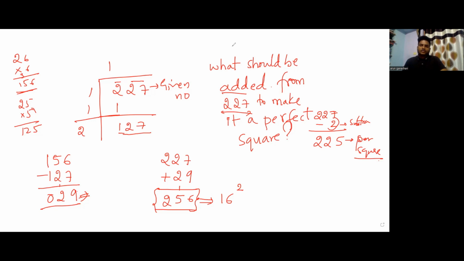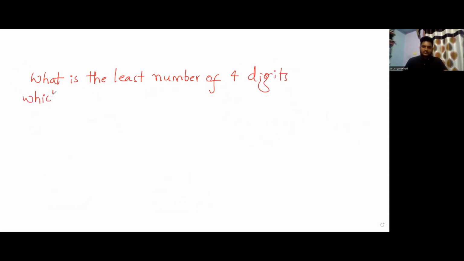Now, I'll give you a question which was asked in 2012 and it was again repeated in 2014 and then I think it was repeated in 2018 AFCAT exam. So the question is, what is the least number of 4 digits which is a perfect square?